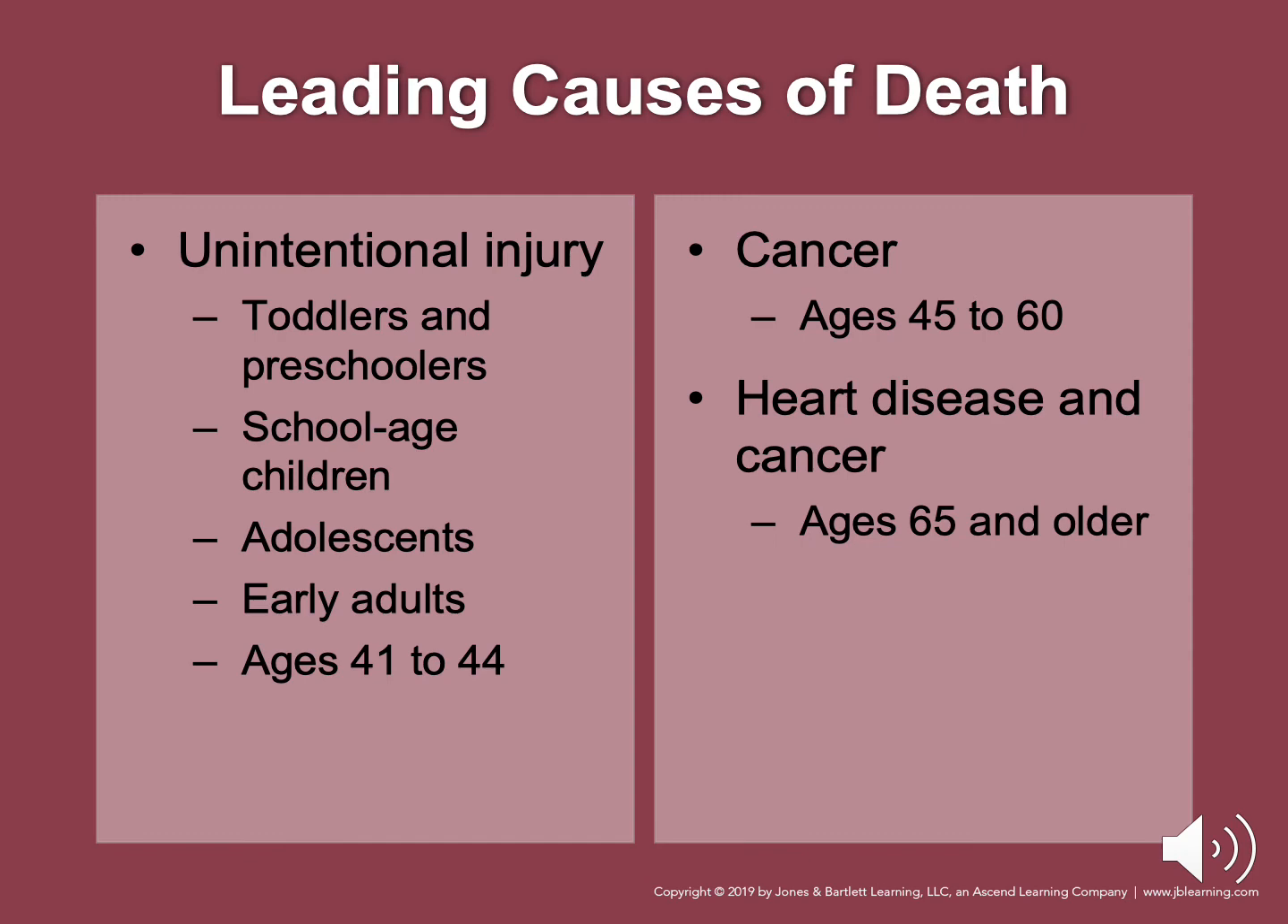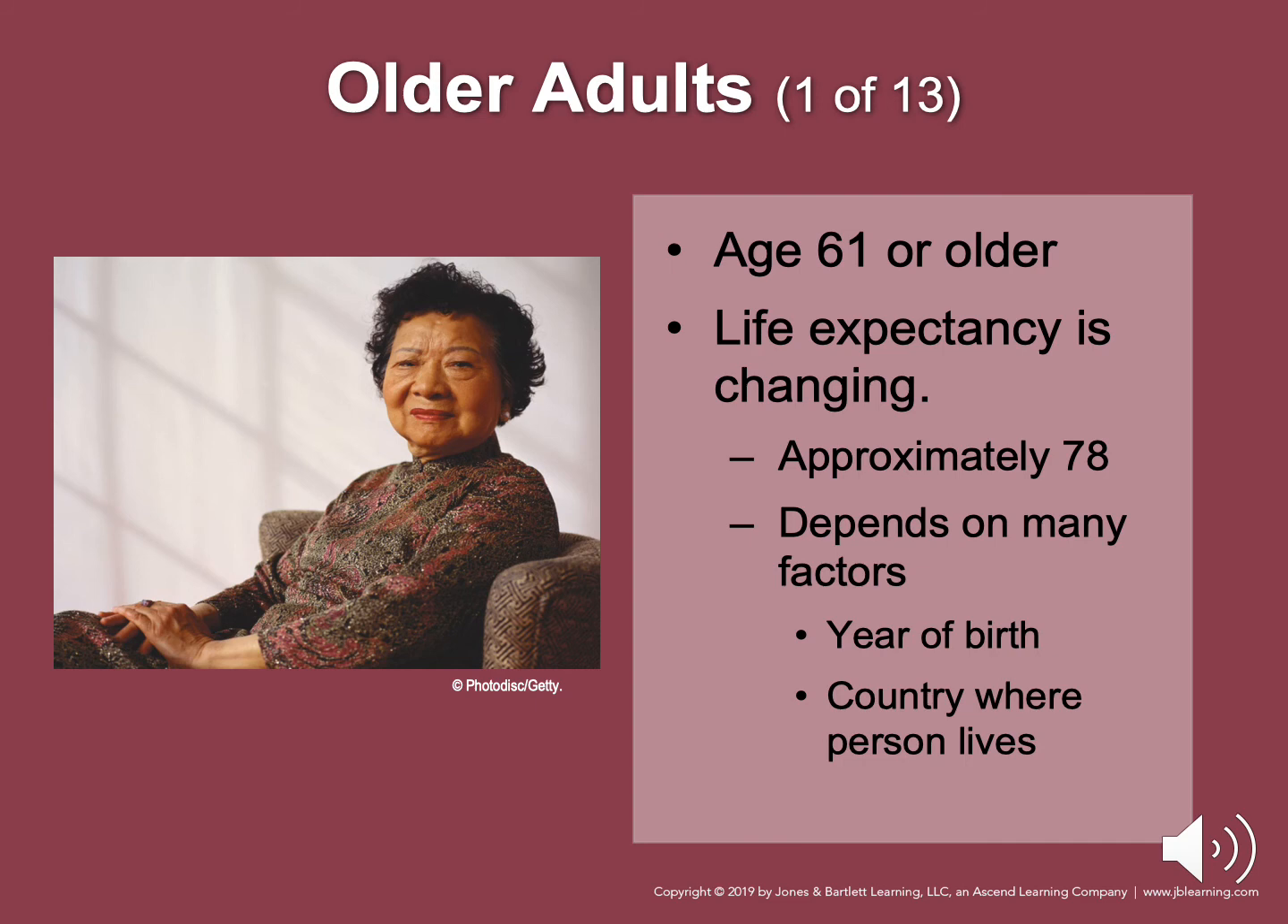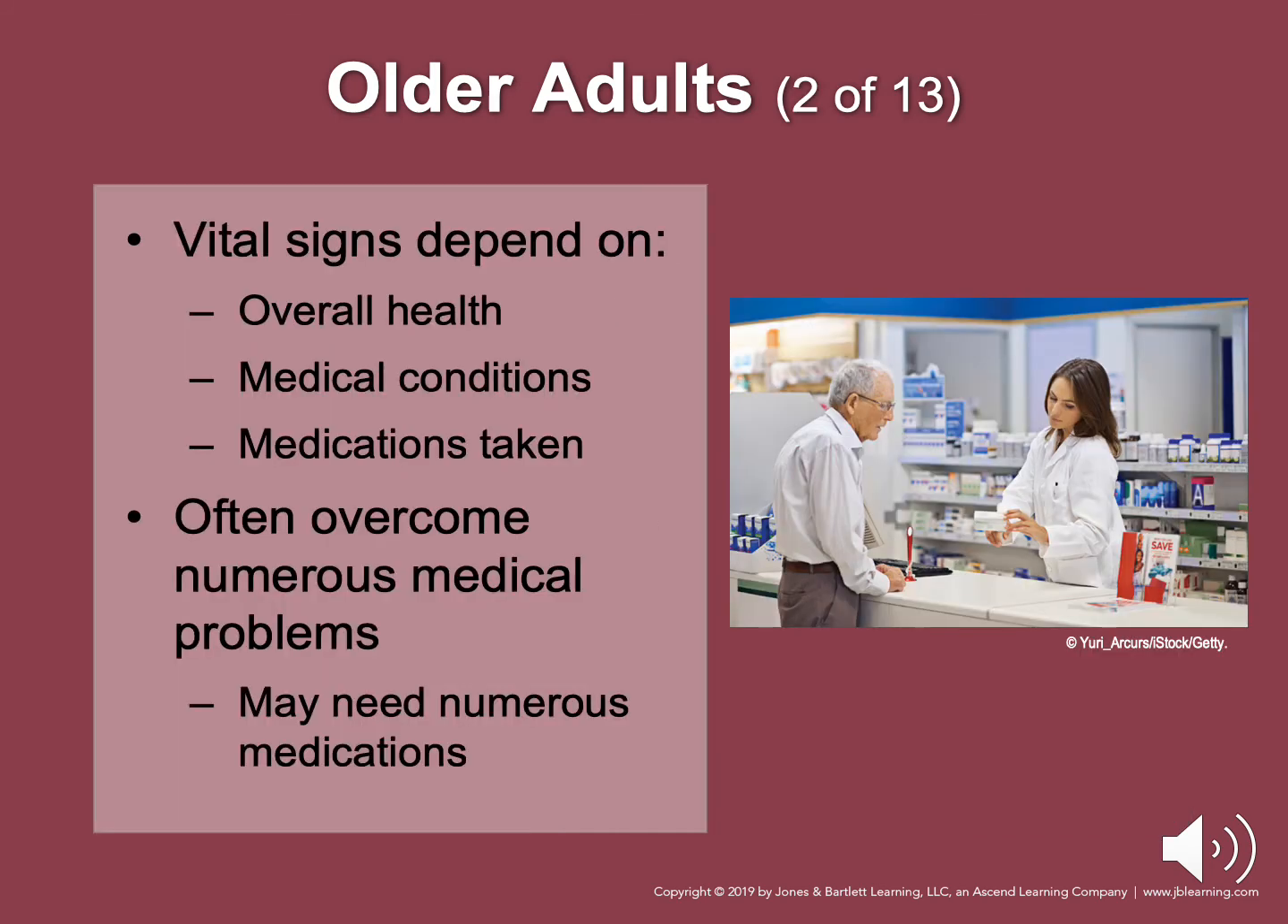Life expectancy is constantly changing. Approximately 78 years old, to a max of 120. So a lot of it is based on their year of birth and the country in which the person lives. Heart disease and cancer are leading causes of death. Vital signs depend on their overall health, medical conditions, and medications taken. They often overcome numerous medical problems, and they may need numerous interventions.